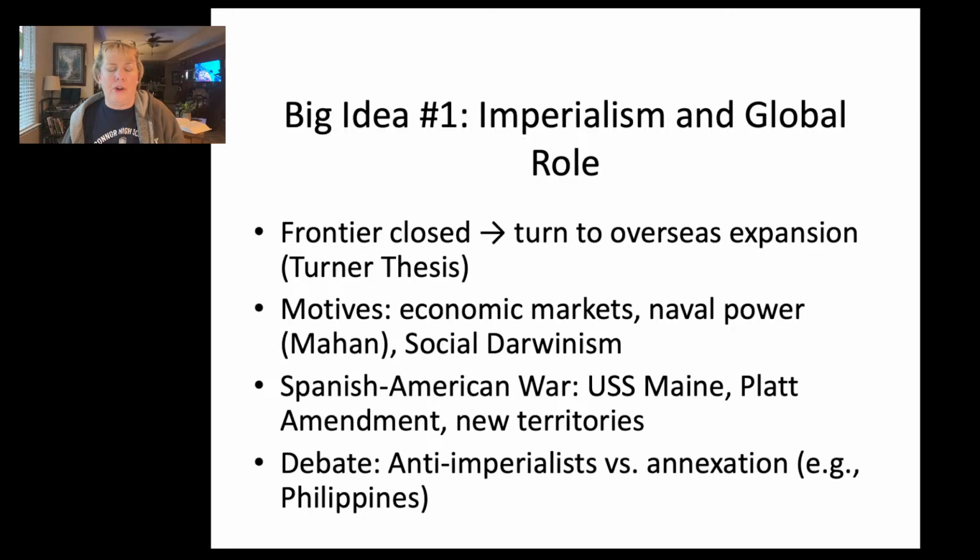We're going to go out into the world and we're going to go into all these, quote, backwards nations, and we're going to show them the correct way to live and that Western influence. So that was another motivating factor behind imperialism.